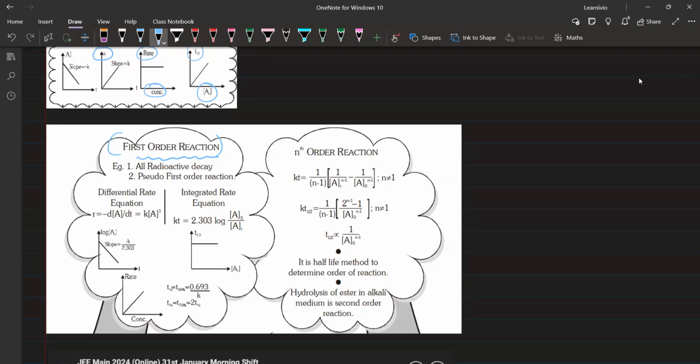Now, there are a few graphs. In the graph, we have log A versus the time. In this case, it is a decreasing slope graph with an intercept, and this intercept is going to be log of A naught. Right?